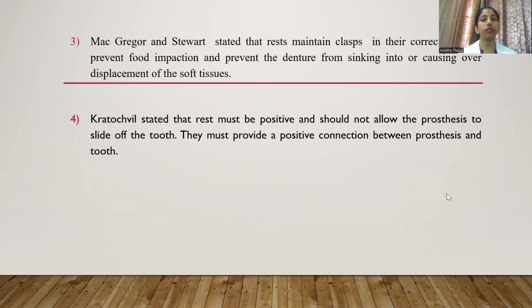McGregor and Stewart stated that the rest maintains the clasp in the correct position, prevents food impaction, and prevents the denture from sinking into or causing over-displacement of the soft tissue. It also helps to prevent impingement by the RPD on the soft tissue.